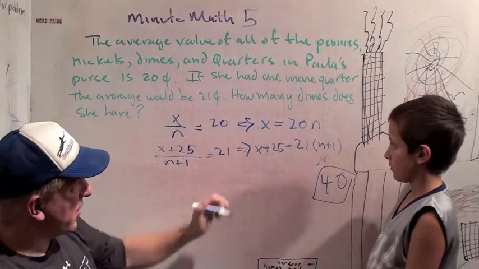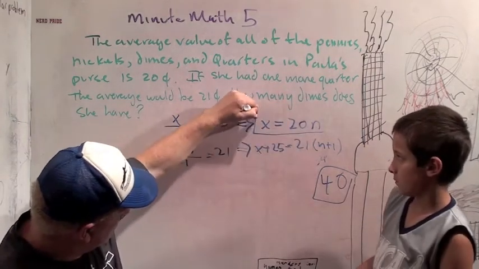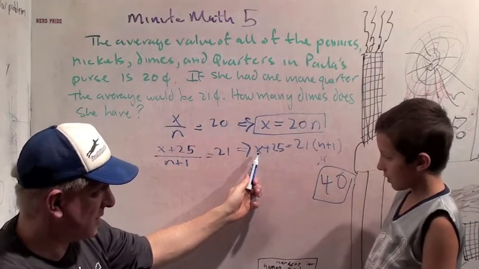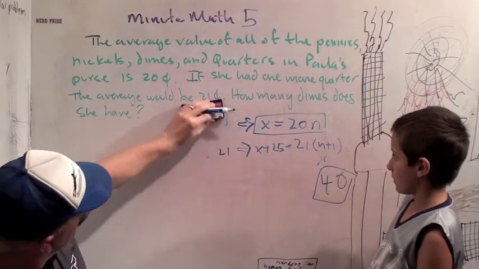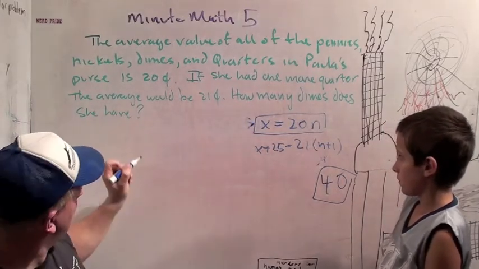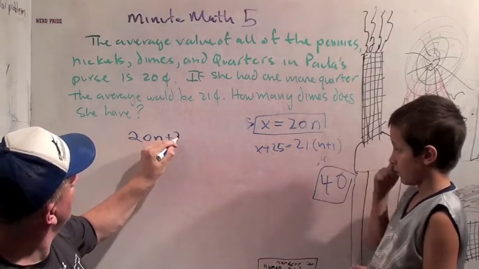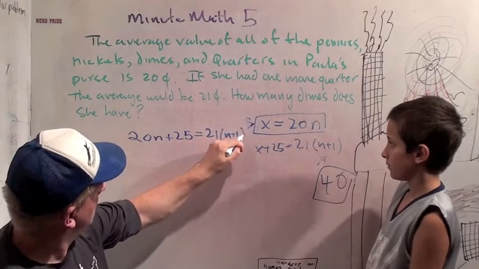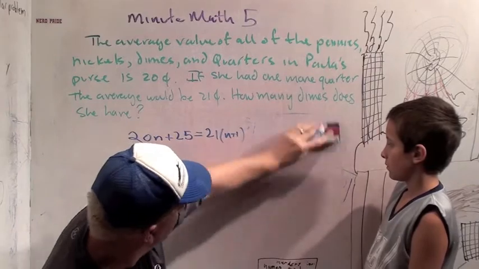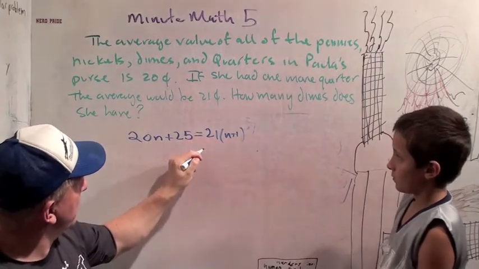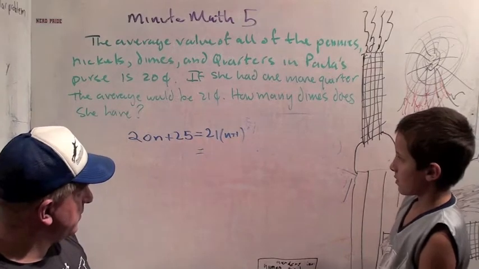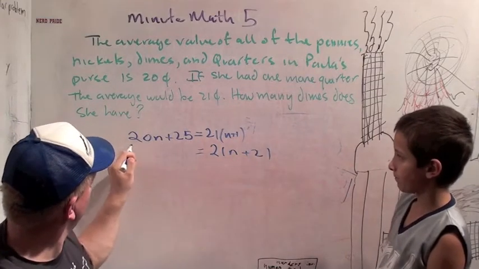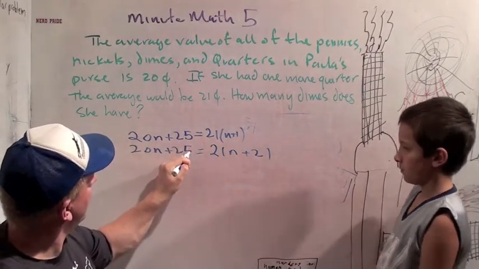So why don't we use the equation that tells us X is 20N to put a 20N down here? So this equation tells us that 20N plus 25 equals 21 times N plus 1. What is 21 times N plus 1 when you multiply that out? It's 21N plus 21.